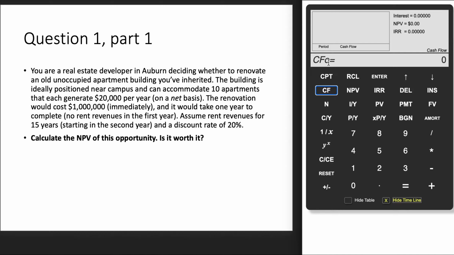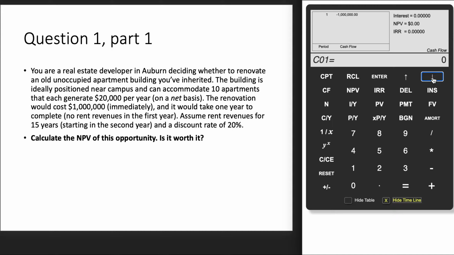Now it's asking for the cash flow at time 0. Time 0 is right now, which is in the problem when I would spend $1 million on renovations. So I'm going to put $1 million, and I'm going to make it negative because for me that's a cash outflow. So I'll put a negative 1 million and press enter. I'll go down, and now it asks me for the first cash flow. Now remember, the first year is taken up with the renovation, and so I will not have the apartments rented, and therefore there will be no cash inflow.